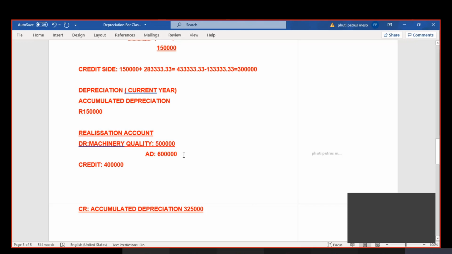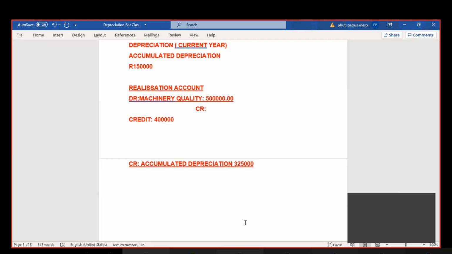Okay. Thank you so much for all of your attempts, but this is what you do basically. You're going to look at the original cost of the disposed asset. This is what you're going to debit. How much was the original cost for the quality machine? 500,000. And then you're going to look at how much was the cost of the new machine. I think it was 600,000, right? Yes. And then you're going to deduct the outstanding from the new cost. It means that your difference will be 400,000 rands.